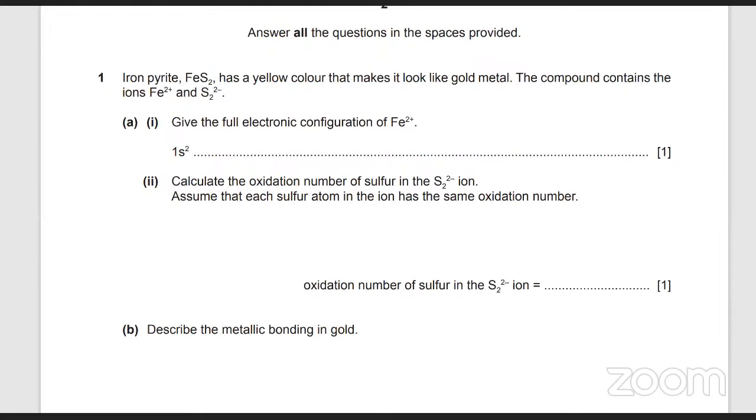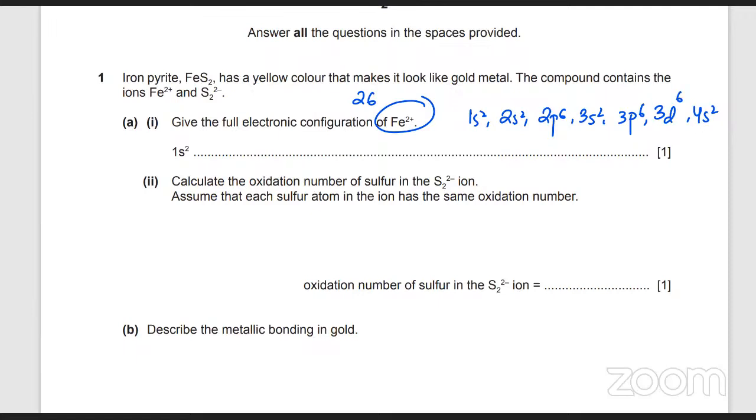So it says give the full electronic configuration of Fe and the full electronic configuration of Fe2+. अच्छा, Fe2+. Fe is 26 electrons in the periodic table. So that means, it's 26 electrons, that's 1s2, 2s2, 2p6, 3s2, 3p6. ठीक है, remember 4s gets filled first. That's 20 electrons. Up here you've got 26, that's 3d6.